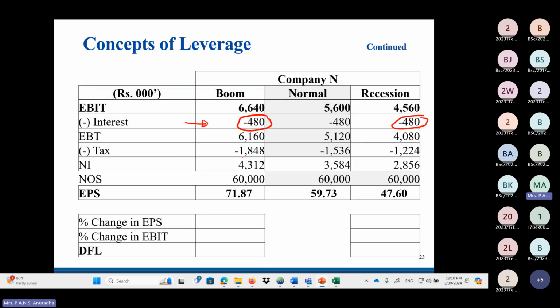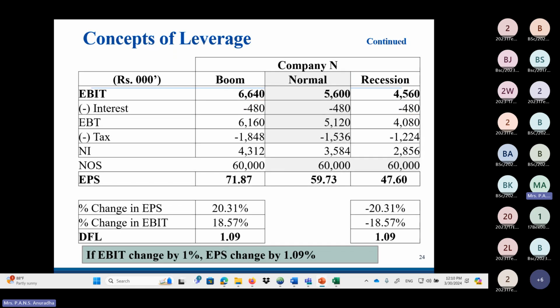So then you can pay the tax. Number of shares was given in the question. So this is the earning per share. Profit divided by number of shares. Right. So now calculate degree of financial leverage. Change in earning per share you can calculate like earlier. Percentage change in EBIT earlier also we calculated, 18.57. So this is the degree of financial leverage for the company N.